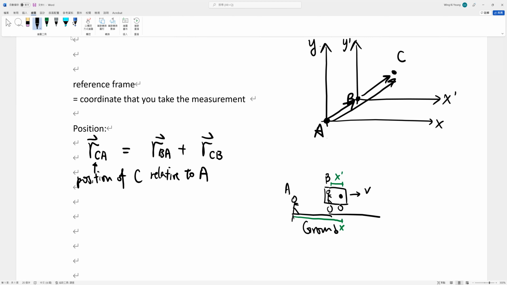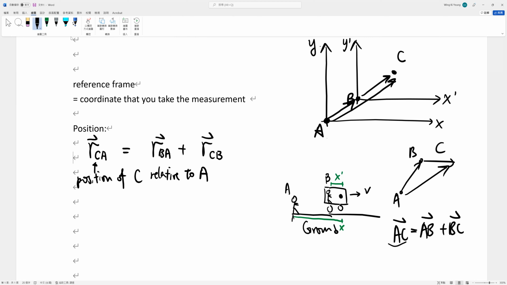I think you may find it confusing right now already. Now, in terms of a vector, if you still remember how do we add a vector? Is it the vector AC equals to the vector AB plus vector BC? Do you still remember this one?